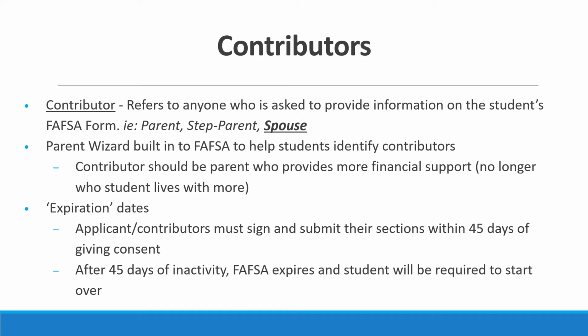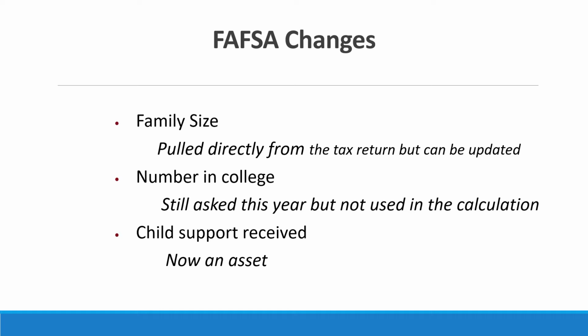There will now be expiration dates on these FAFSAs. If the FAFSA is started and not completed, or if there's 45 days of inactivity, the FAFSA will expire and you are required to start over. Some more changes. The family size will now be pulled directly from the student or parent tax return. Again, the number in college is still asked but is not used in the calculation, and child support received is now considered an asset and no longer income.